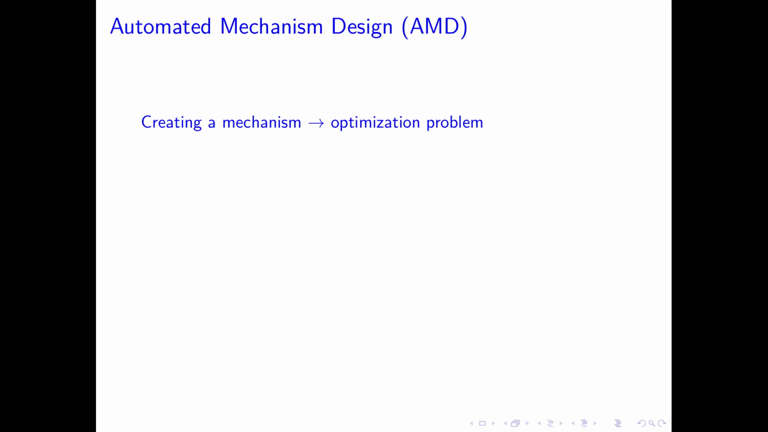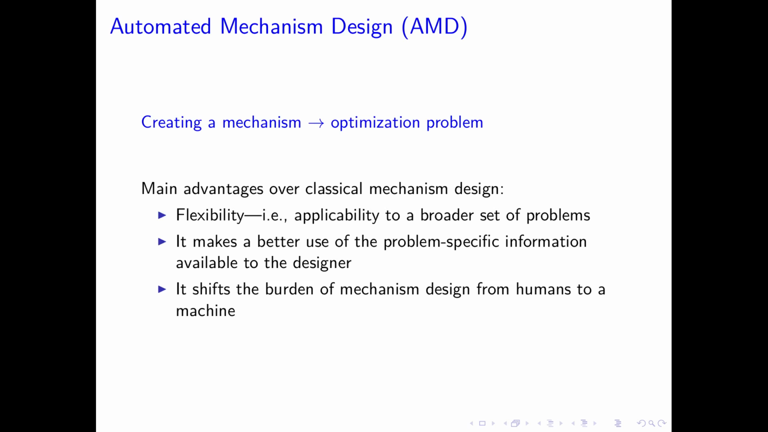This change of perspective has several advantages. First of all, it is flexible and can be applied to a broad set of problems. Second, it makes better use of problem-specific information that is available to the designer and is usually not taken into consideration in classical mechanism design. Third, in terms of efficiency, it shifts the burden of finding the actual mechanism from humans to a machine.